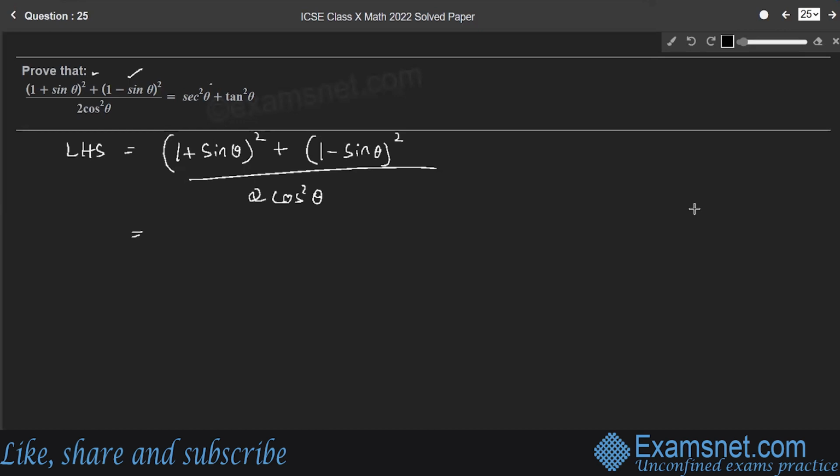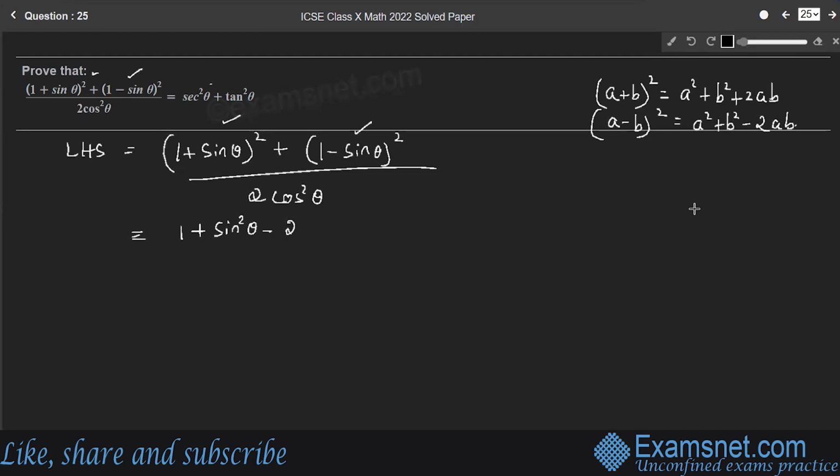In the numerator part, (1 plus sine theta) whole square is in the form of (a plus b) whole square, which is a square plus b square plus 2ab. Whereas the second term is in the form of (a minus b) whole square, which is a square plus b square minus 2ab. Right? So using these two identities, the numerator becomes a square plus b square, 1 plus sine square theta, minus 2ab, minus 2 sine theta, plus the second term becomes 1 plus sine square theta.